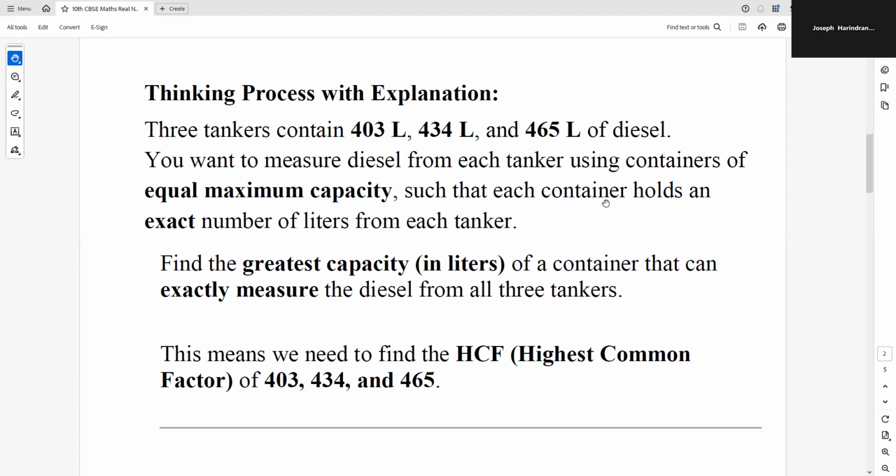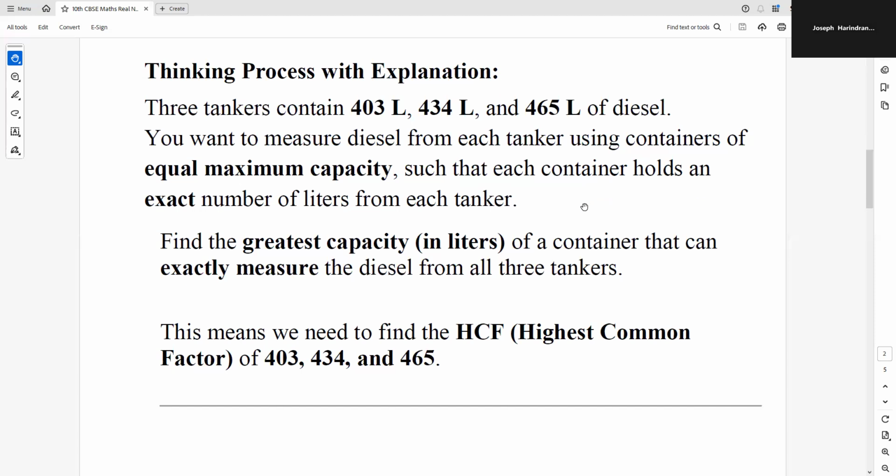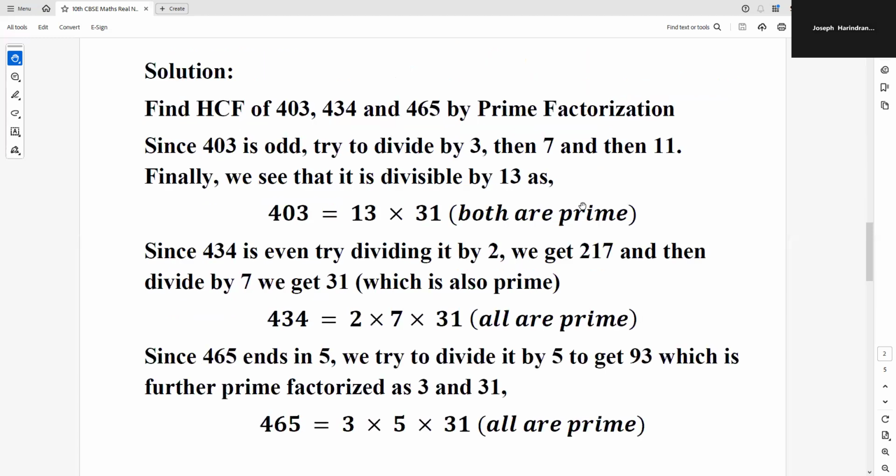So we need to find a number that is nothing but the highest common factor, because it's given that it's the greatest capacity, the maximum capacity of the container, which can exactly measure the diesel from all 3 tankers. Let's go to the solution. The first step is to find the HCF of the 3 numbers. Each number, prime factorization.